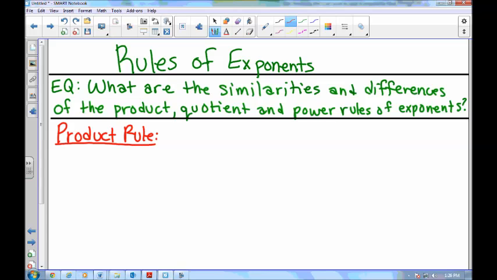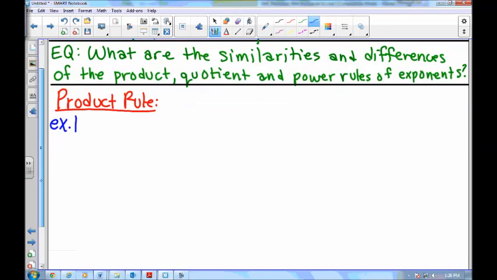Who knows what the word product means? Okay, what's your name? Tatiana. She's right. It's the answer you get when you multiply, the solution to a multiplication problem. So we're going to be multiplying terms with exponents.